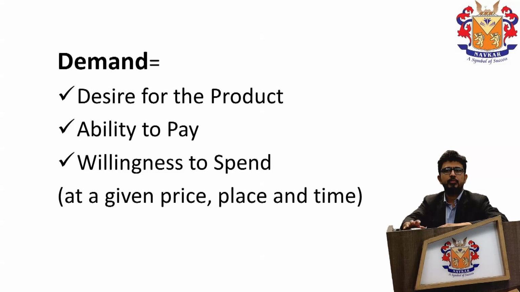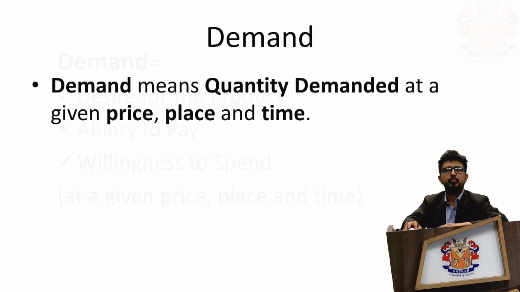Demand for the product comes into existence when three conditions are satisfied simultaneously. The person should have desire for the product. Besides having the desire, he should also have the ability to pay for it and the willingness to spend the money from his pocket at a given price, place and time. Demand means the quantity demanded at a given price, place and time.